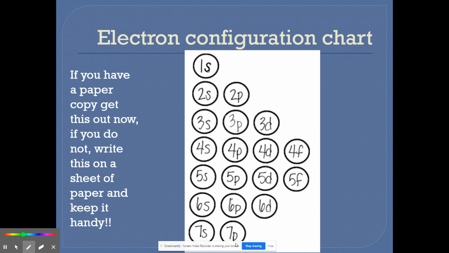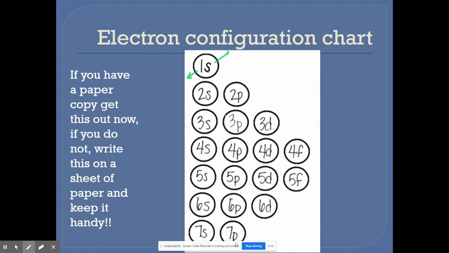This is just a chart telling us how electrons are filled into these orbitals or energy levels. You should write this down. So you have all the S's first, then P's, then D's, then F's, and then the different energy levels go across. So the way this is filled, you're going to draw some arrows in here, and the arrows are going to tell us exactly what order to go in.